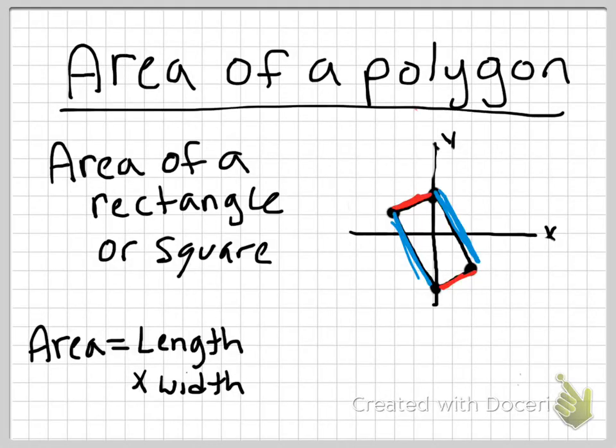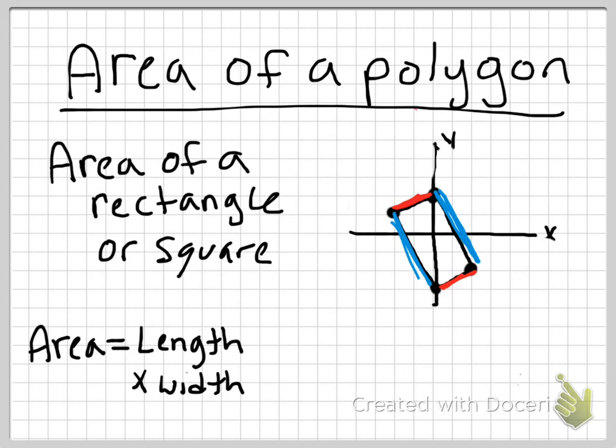Today we're going to look at the area of a polygon on a coordinate plane. So with the area of a polygon, what they would like you to be able to do in Math 1 is be able to find the area of a rectangle or square on a coordinate plane, as well as a triangle on a coordinate plane. Now, some of them are a little bit easier than others.